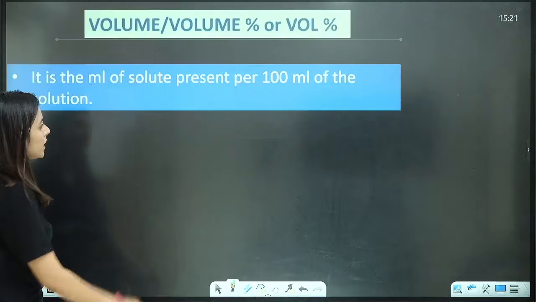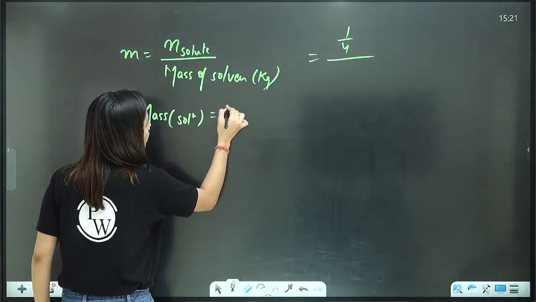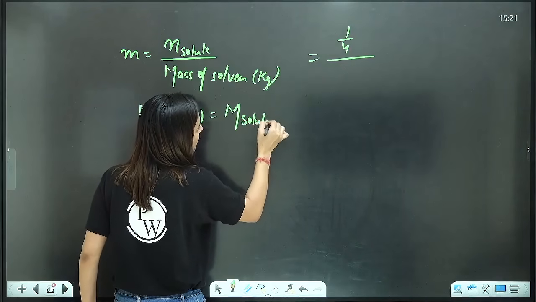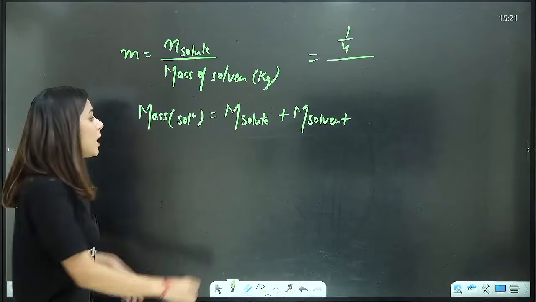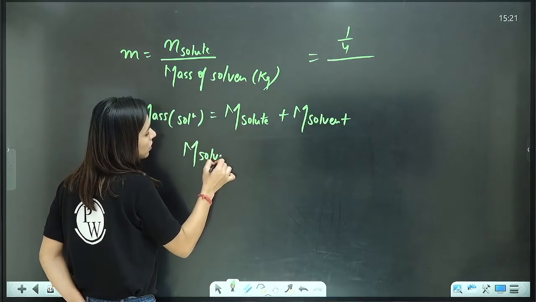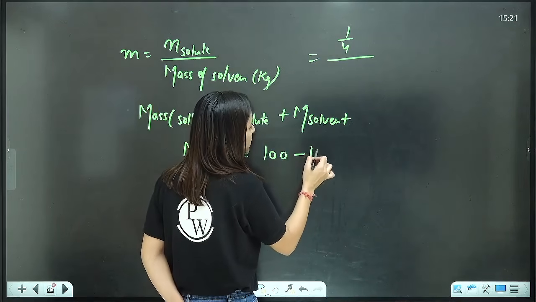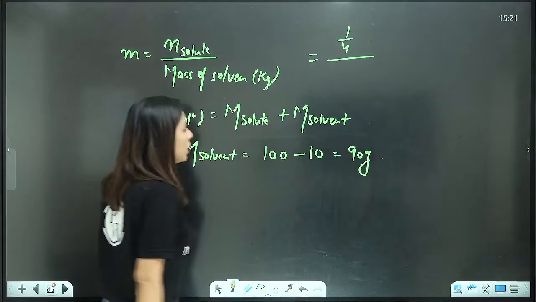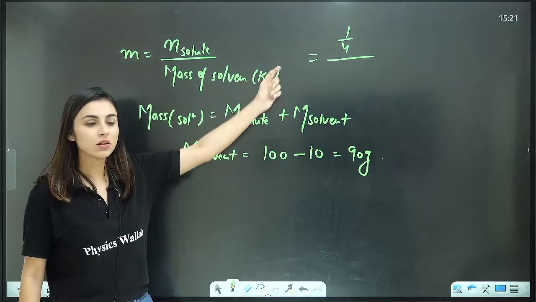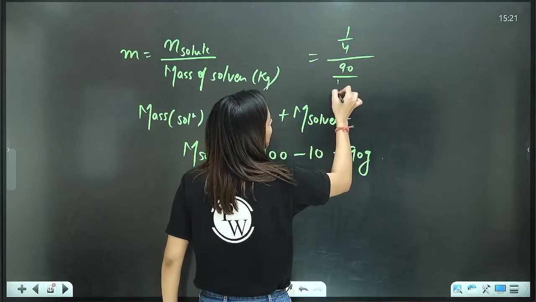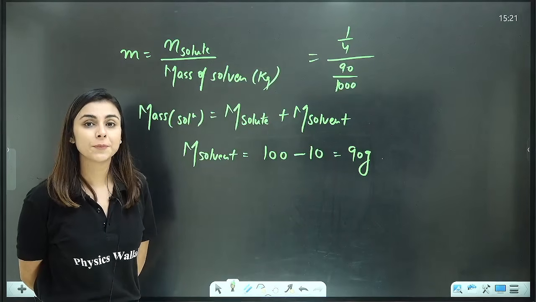We know that mass of solution is always equal to mass of solute plus mass of solvent. Then mass of solvent would be equal to mass of solution, which is 100, minus mass of solute, which is 10. This is 90 grams. So now you have the mass of solvent in grams. You just convert it into kgs, so 90 by 1000 would be in kgs. Using this, you can calculate the molality.